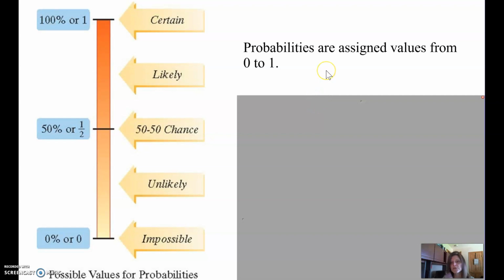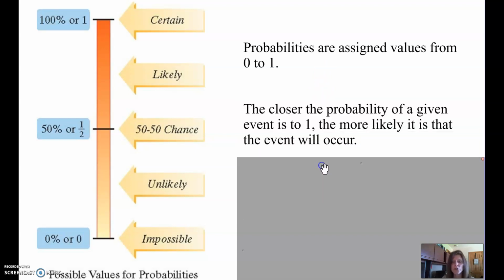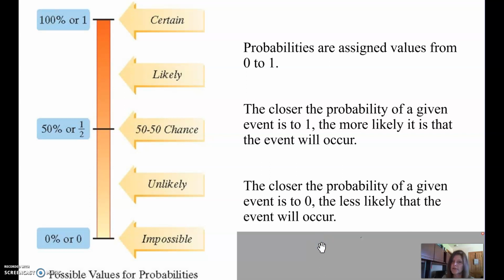So probabilities, just to summarize, are assigned values 0 to 1. The closer an event is to 1, the more likely it will occur, and the closer it is to 0, the more unlikely it will occur. In our next videos, we will be taking a look at actually calculating some sample spaces and that basic probability.